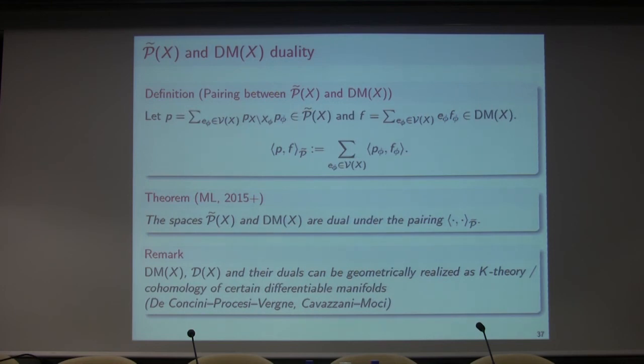One reason why one is interested in these spaces and the dual is that De Concini, Procesi, Vergne and recently Khovanskii and Mochi have shown that these Dahmen-Micchelli spaces, both discrete and continuous, and also some dual spaces, which were slightly different from mine, can be realized geometrically as K-theory or cohomology of certain differentiable manifolds. So this one has something to do with K-theory, this one has to do with cohomology.